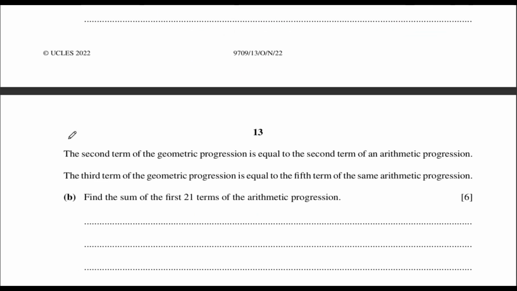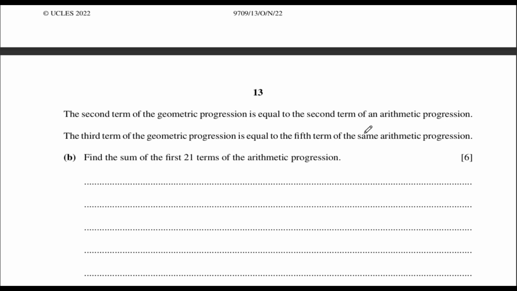Next question is, the second term of the geometric progression is equal to the second term of an arithmetic progression. So what does that mean? The second term of the geometric progression means ar. It is equal to the second term of the arithmetic progression. Let me make it clear.